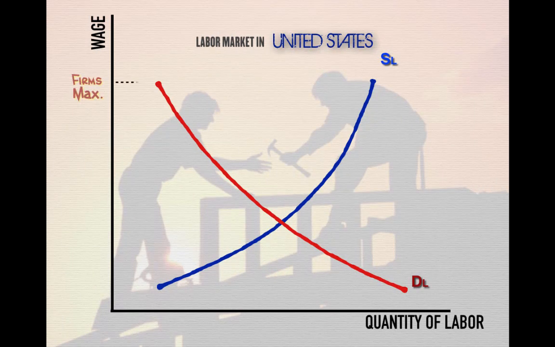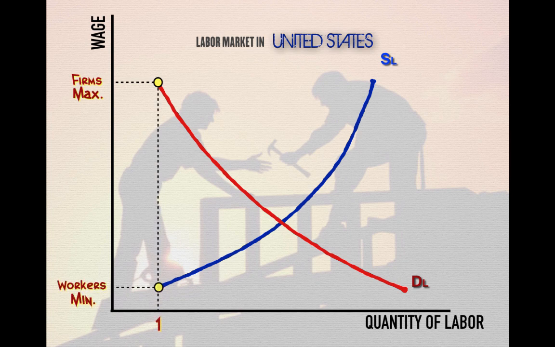At the top of the demand curve is the maximum wage that firms will pay for one worker, and at the bottom of the supply curve is the minimum wage that workers will work for. Through a non-verbal negotiation, both parties will seek to maximize their incentive in the labor market. For workers, it's reaching a higher wage, and for firms, it's hiring workers at the lowest wage possible.